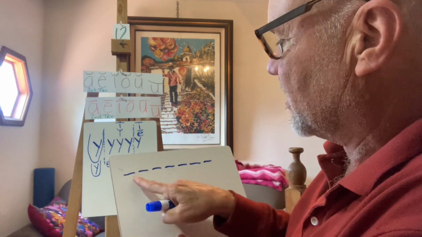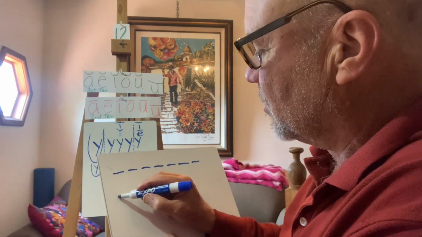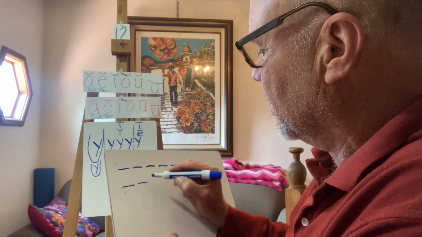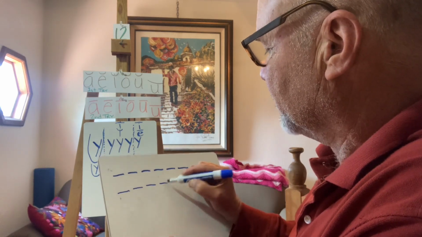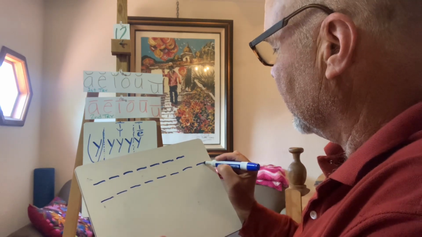Okay, so make 7 spaces. 1, 2, 3, 4, 5, 6, 7. The second word, so it's going to be a phrase, not a sentence, will have 8 letters. So it's going to be 2 words. 6, 7, 8. So go ahead and make that.